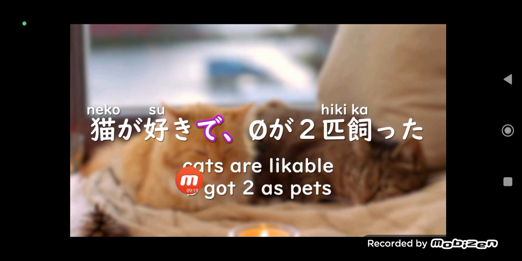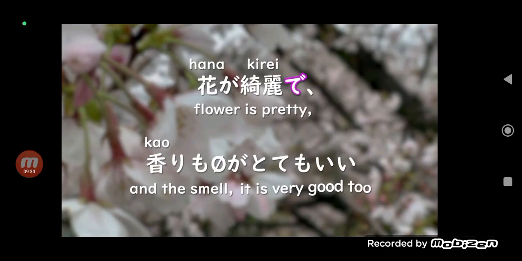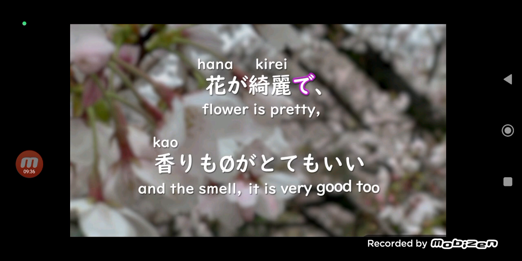So since cats are likable, a person got 2, nihiki, got 2 animals. Okay, so let's go to another example.